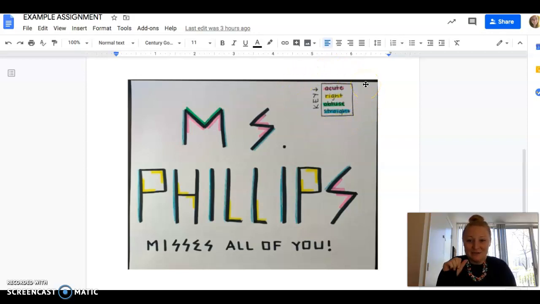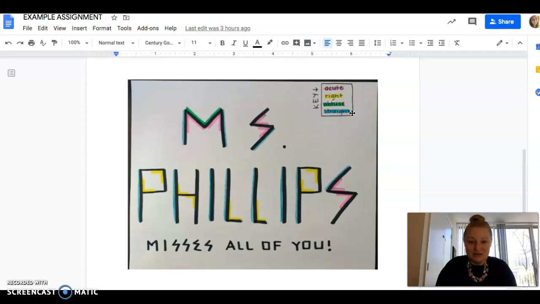Your key has to include acute, right, obtuse, and straight angles. So I wrote the 4 types of angles in black pen, and then I used highlighter and color pencil because I didn't have enough different colored highlighters at home with me. So I made a key that shows anything that you see in pink is an acute angle. Anything that's highlighted in yellow is a right angle, green is obtuse, and blue is straight. I tried to do at least one of every angle if I could.